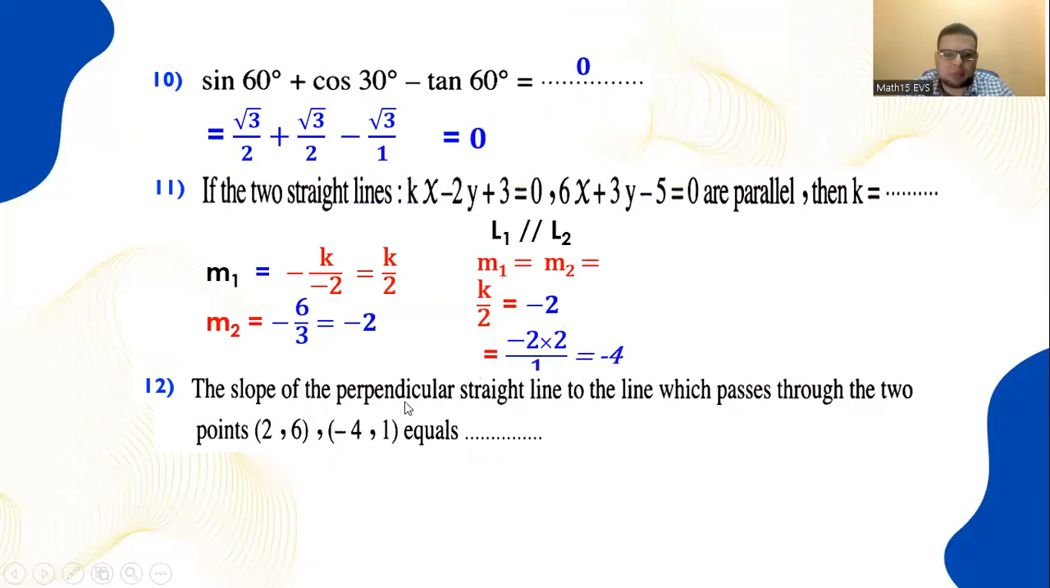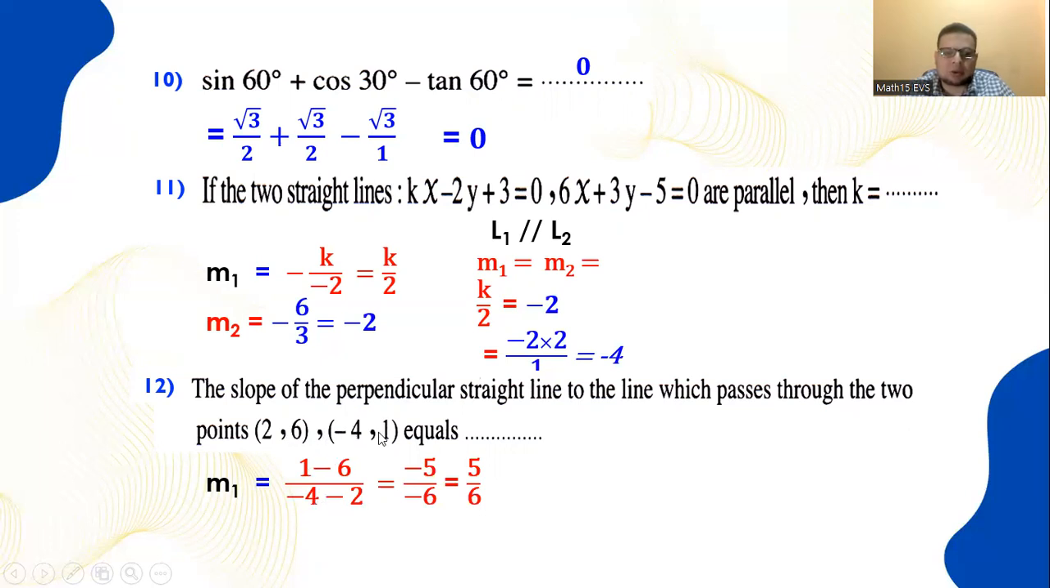Question 12. The slope of the perpendicular straight line to the line which passes through two points. You have two points here, and you need the slope of the perpendicular line. When you get the slope of this line, you will get the slope of the perpendicular by flipping the fraction of the slope of the second line and changing the sign. M1 is y2 minus y1 over x2 minus x1.